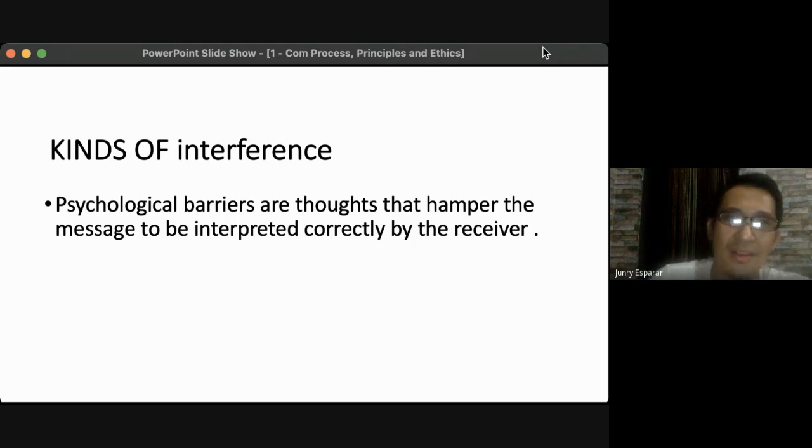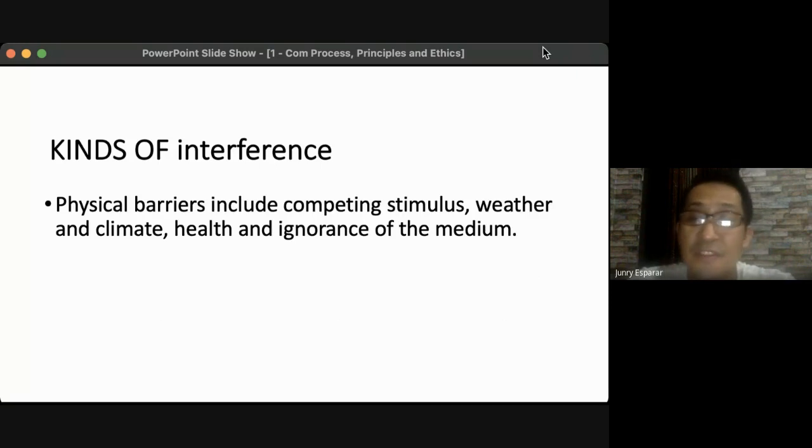Another one is physical barriers. This includes competing stimulus, weather and climate, health, and ignorance of the media. So competing stimulus: you are here, and I'm talking to you, and probably there's a noise that you can hear from the environment. It could be weather. It's raining heavily, and the rain is so loud that we cannot hear each other anymore.